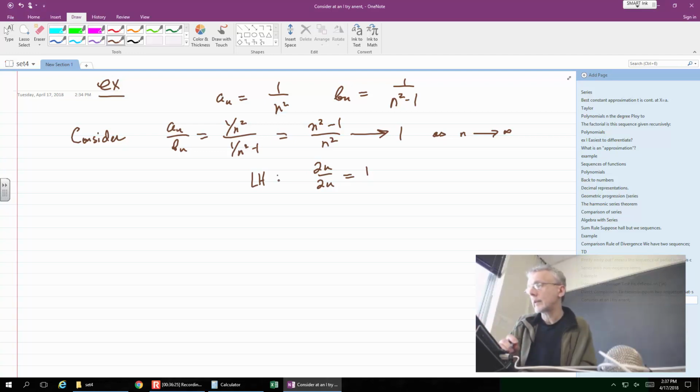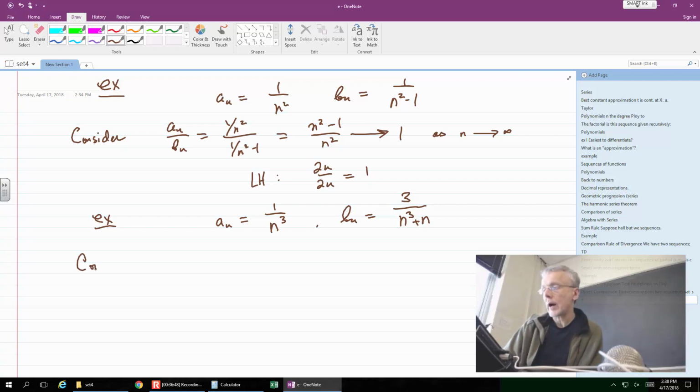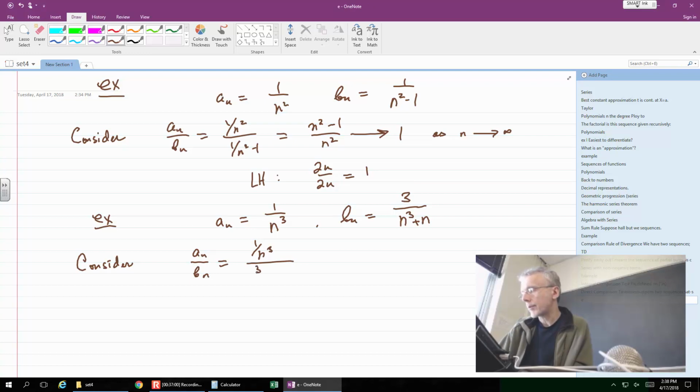To make a stronger point here, how about I pick a_n equal to 1 over n cubed and b_n equal to 3 over n cubed plus n? Slightly more complicated. The first series, once again, is familiar. It is a p-series, so it's convergent. How do I compare these two sequences as far as their series are concerned? I form a fraction: 1 over n cubed divided by 3 over n cubed plus n. I take 3 out, and I have n cubed plus n over n cubed.